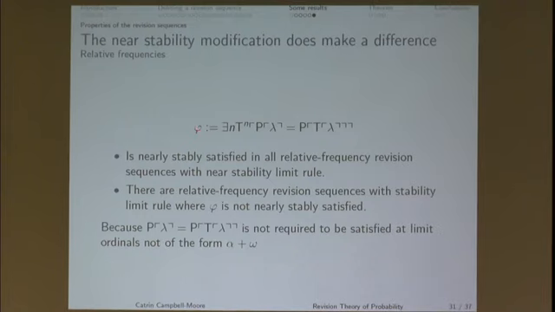For example, a sentence which says some iteration of T's of the probability of liar equals the probability of true of liar. Now that sentence is not going to be nearly stable unless you have the near stability limit rule instead of just the stability limit rule. Because you can find relative frequency revision sequences where limit ordinals like omega squared, ones that aren't of the form something plus omega, don't have the probability of liar equals the probability of T of liar, because there'll always be some limit plus 1 stage where that's not satisfied. Okay, so this does actually make a difference, this alternative limit rule.